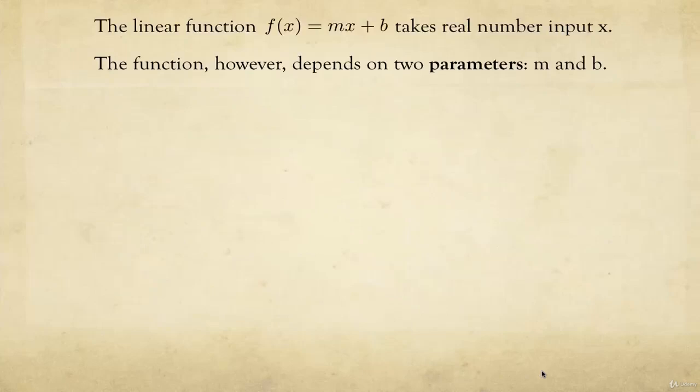Parameters of a function. We saw this in the first lecture, where we saw the linear function f of x is mx plus b. We talked about how x is the input of the function, but m and b are parameters of f, so that as we modify m and b, we modify our linear function.